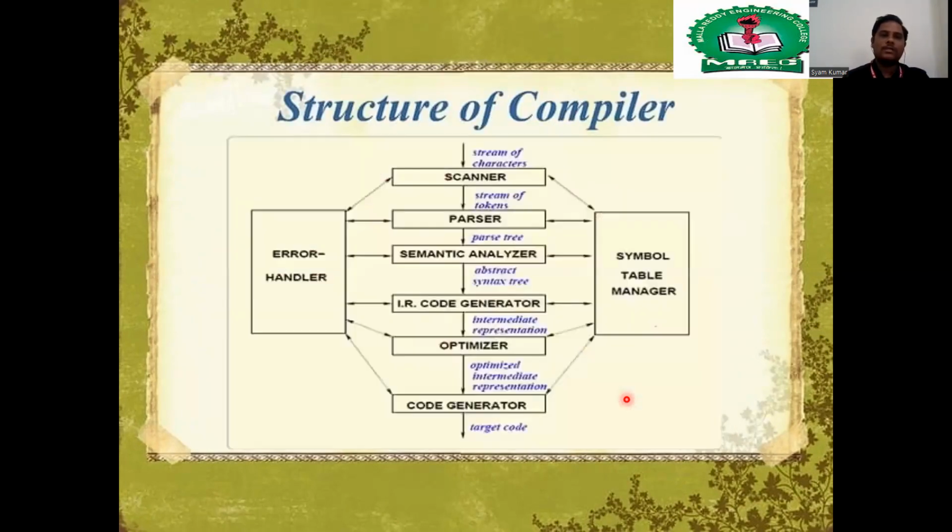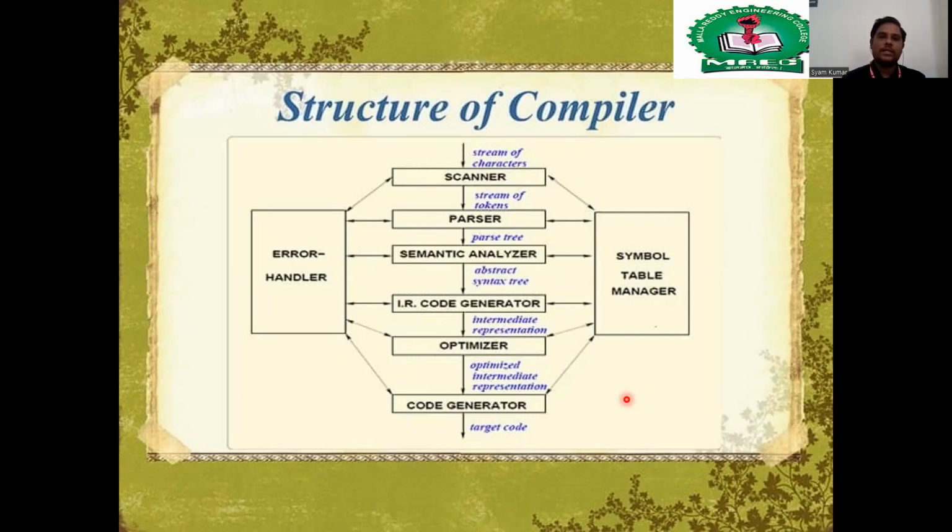Now the structure of a compiler. Here the compiler has 6 phases. The first one is the scanner, which is nothing but the lexical analysis phase. The second one is syntax analysis, which is nothing but the parser. The third one is the semantic analyzer. The fourth one is the intermediate code generator. The fifth one is the code optimizer. And finally, the sixth one is the code generator. Phase by phase, the data is translated and we get the target code.